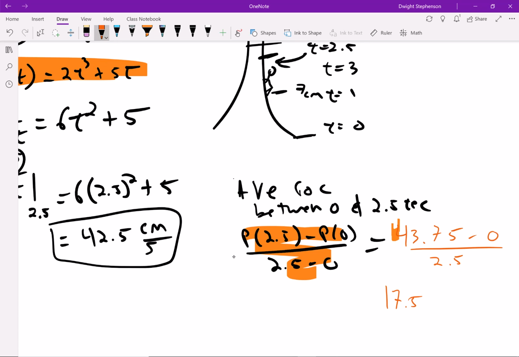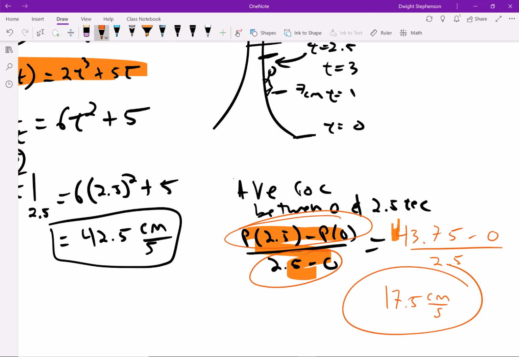And again, just think about your units, right? The p function was given in centimeters, and this was time, so centimeters per second. So the average rate of change is 17.5, because basically he starts kind of slow, and then he starts going really fast once he gets up there.